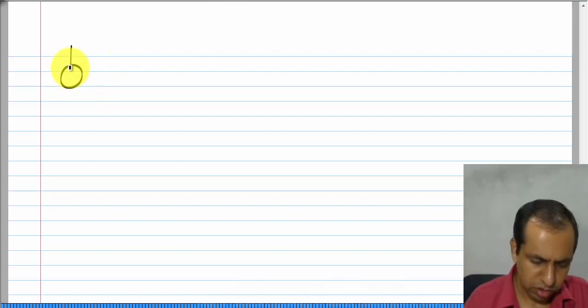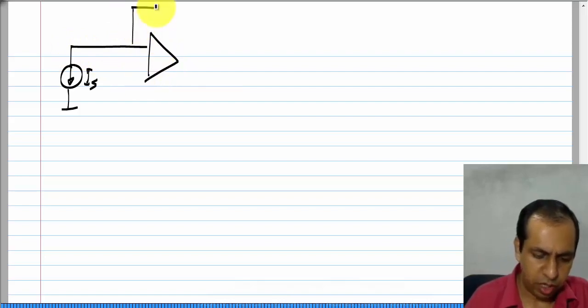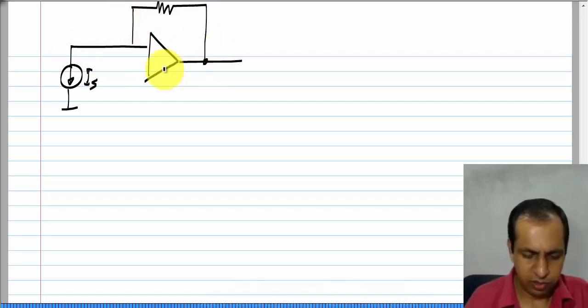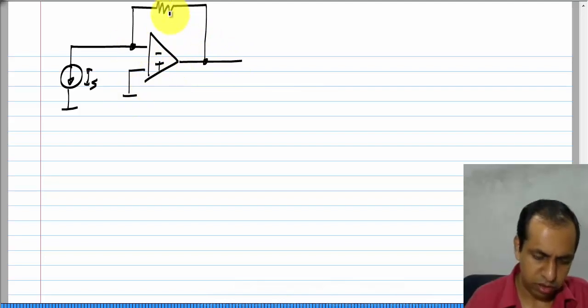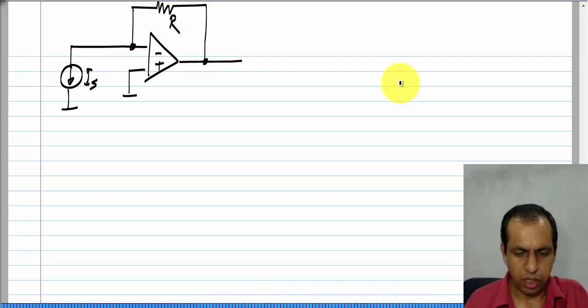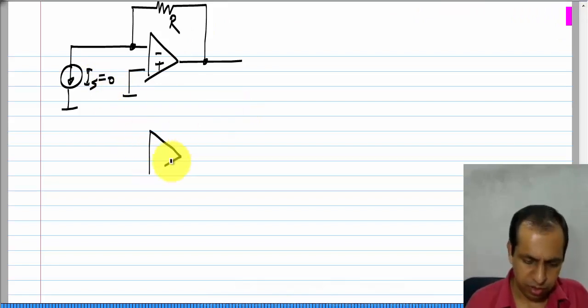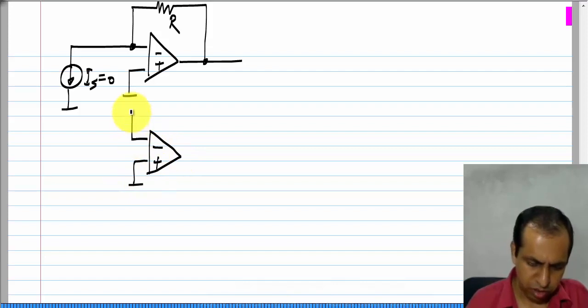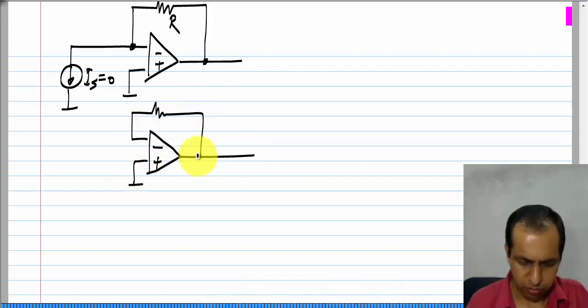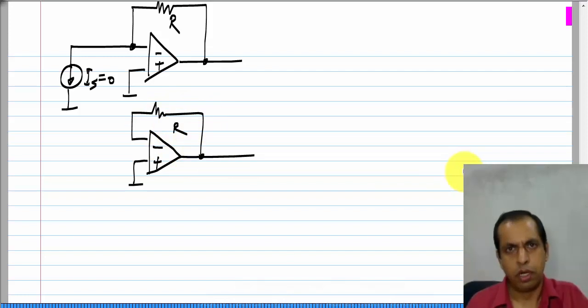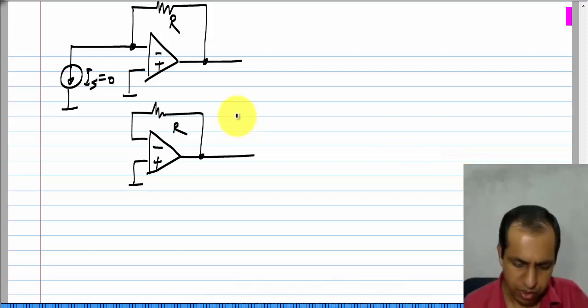And similarly, let me take this circuit and evaluate its output resistance. Okay. And to evaluate the output resistance, I set I s to 0. So, this becomes an open circuit. And I have this resistance R. Okay.